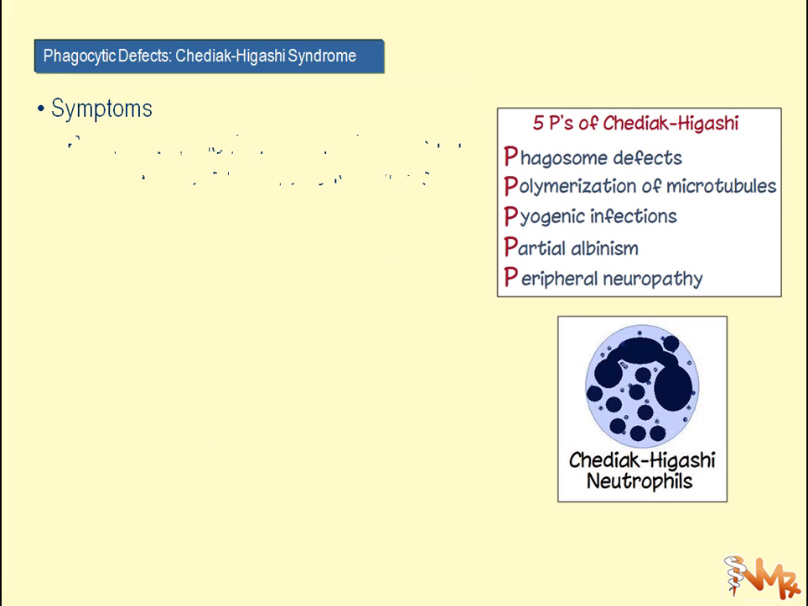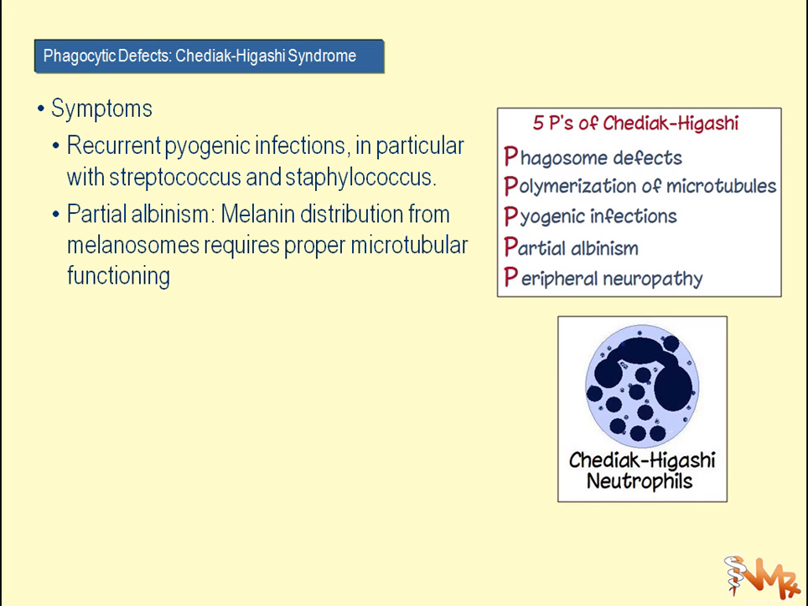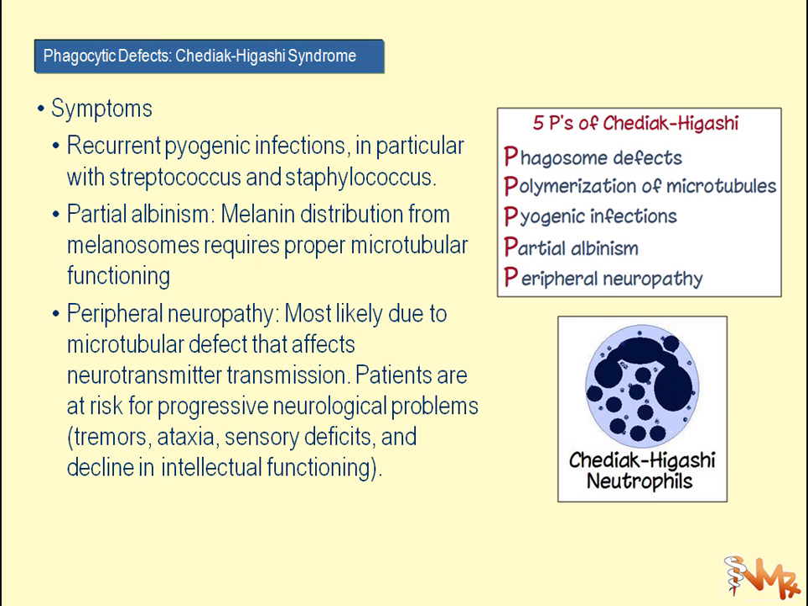Symptoms of the patients are recurrent pyogenic infections, in particular with Streptococcus and Staphylococcus, and partial albinism. This is from inadequacy of melanin distribution from melanosomes, which requires proper microtubular functioning. And of course, as you can tell, the major problem with Chediak-Higashi is polymerization of the microtubules. Peripheral neuropathy is an important finding.